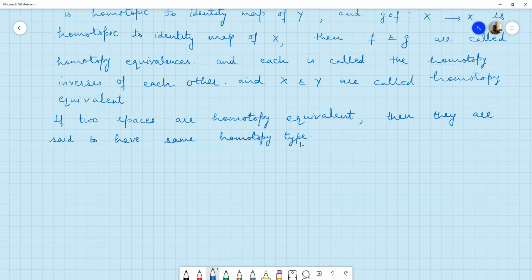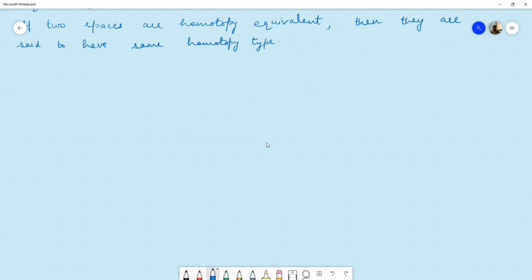Now we can easily check that if a subspace A is a deformation retract of the space X, then A has the same homotopy type as X. A and X have the same homotopy type means we can define a mapping from A to X and another mapping from X to A such that both the compositions of those two mappings are homotopic to identity.